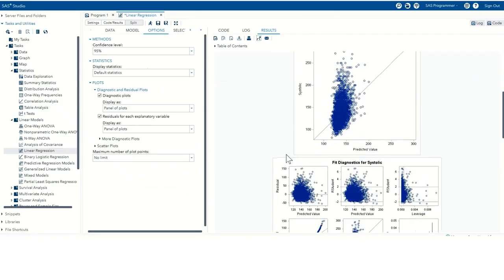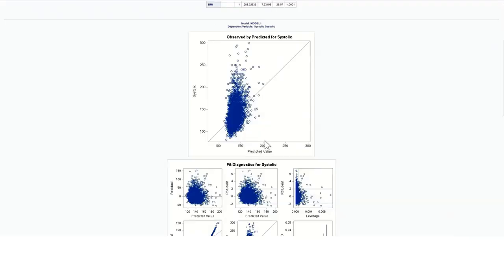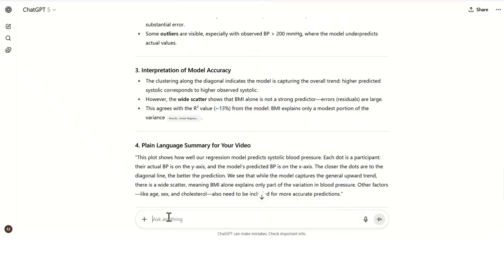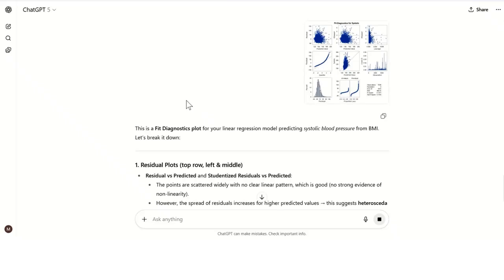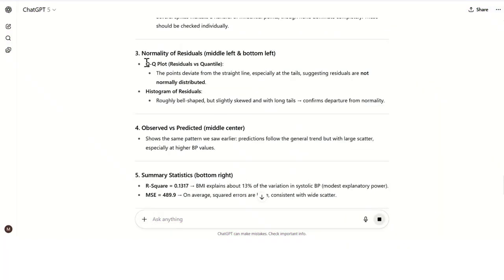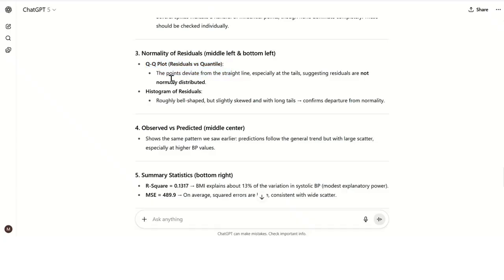Okay, let's move on to the next visual. In this, not all of them are important, but we would like to have ChatGPT interpret all of them. The most important of them is the QQ plot, so let's jump to the QQ plot directly here. This is the QQ plot, which shows whether the values are normally distributed or not. The points deviate from the straight line, especially at the tail, suggesting that residuals are not normally distributed.